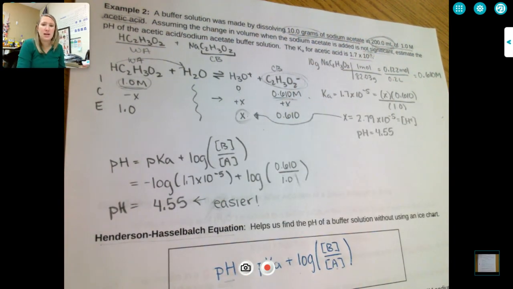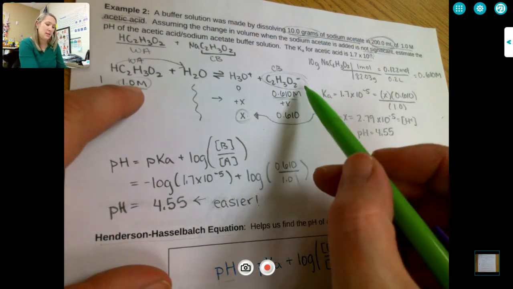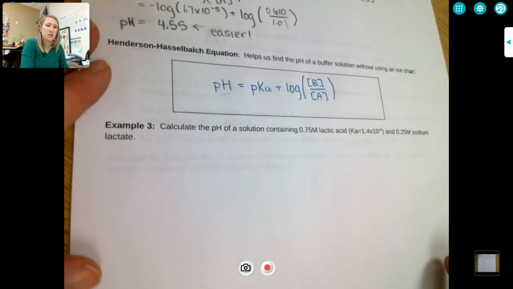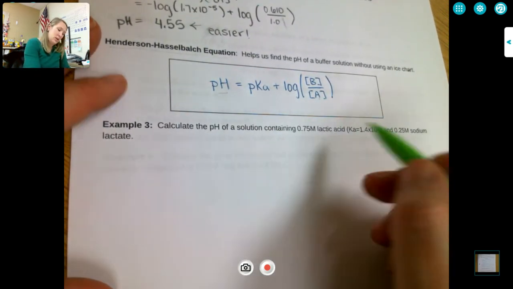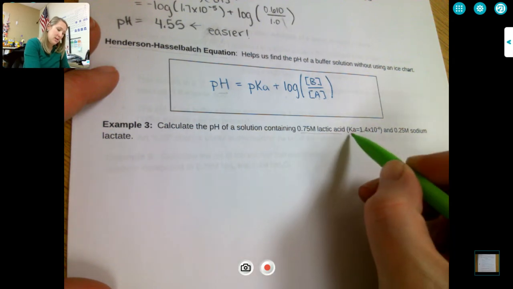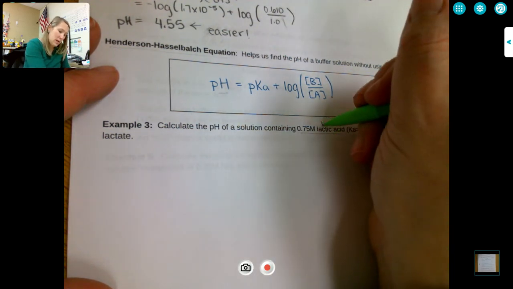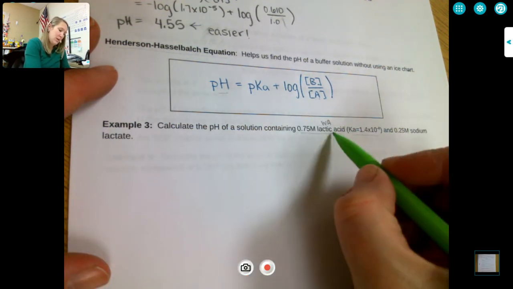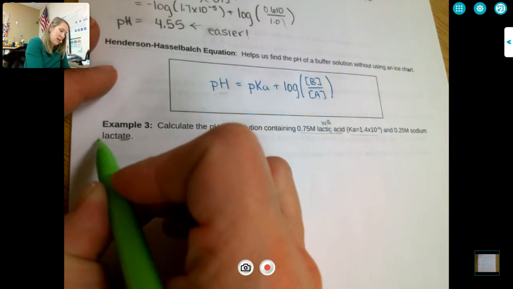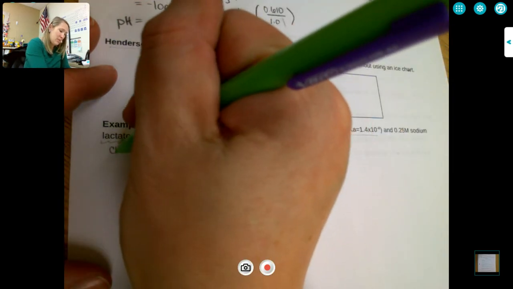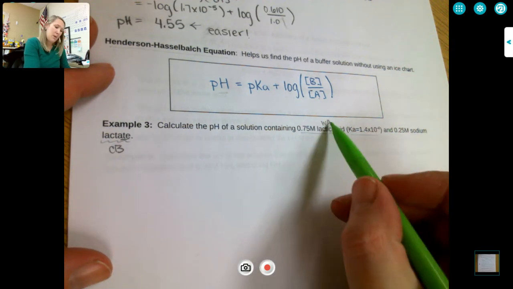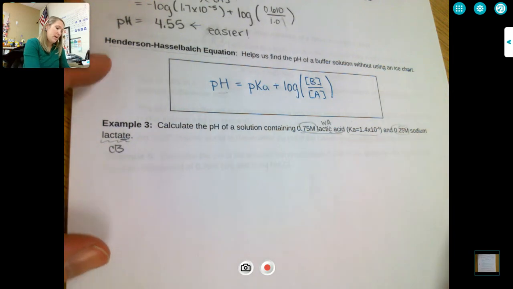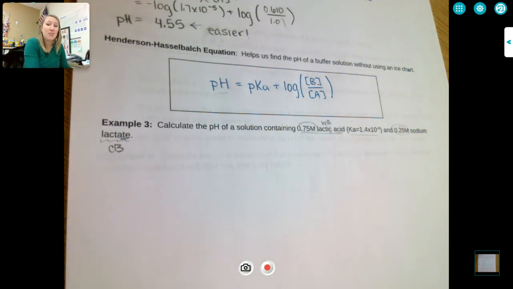So I just have to recognize that I have a buffer solution by having a weak acid and its conjugate base. So let's take a look at another situation. I'm going to calculate the pH of a solution containing 0.5 molar lactic acid, given my Ka, so I know this is a weak acid, plus 0.25 molar sodium lactate. Well, lactate must be the conjugate base of my weak acid. I have concentrations of both of them, and I have some amount of both of them. So that means I have a buffer solution.